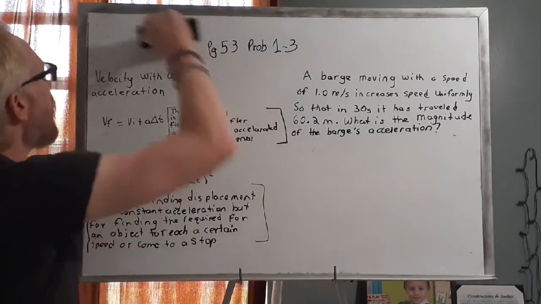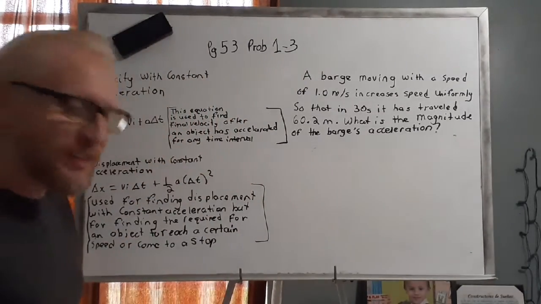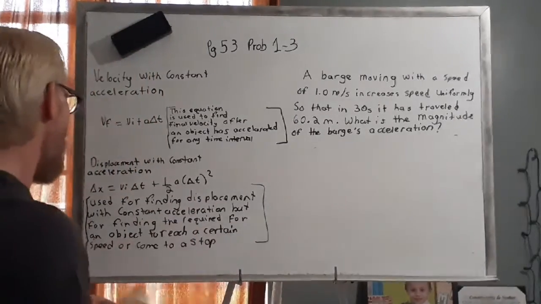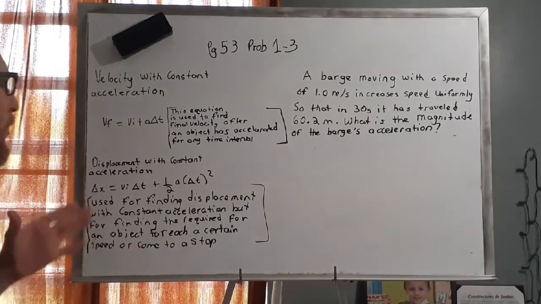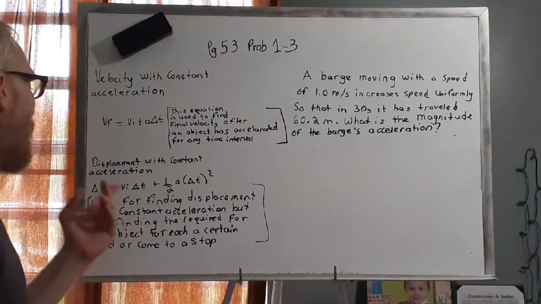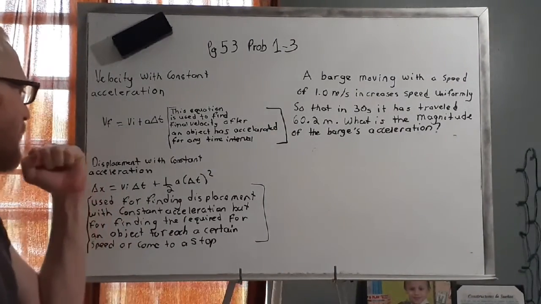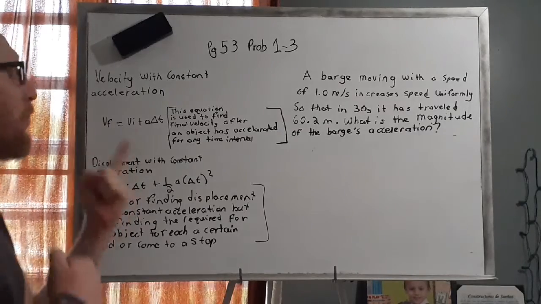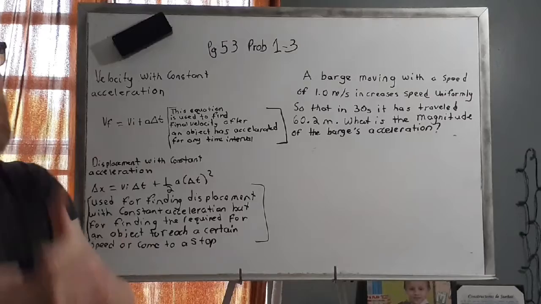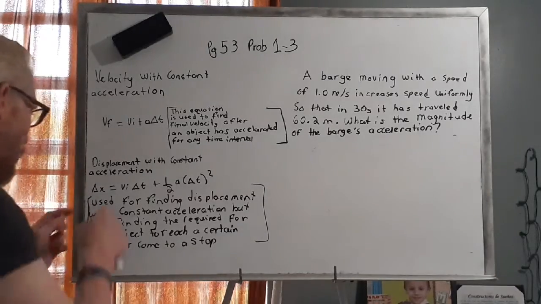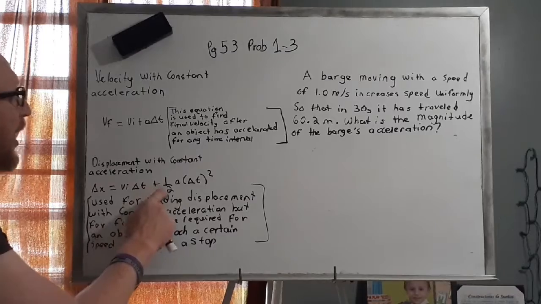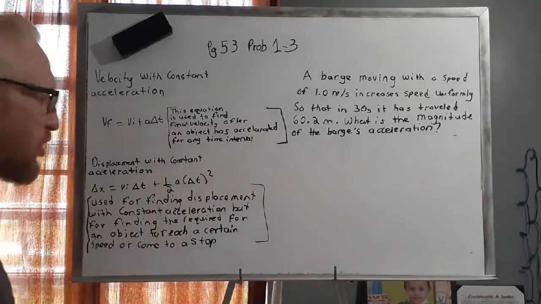Now here, we're going to talk about displacement with constant acceleration, which is kind of what we did yesterday, but this is more specific. And this is what I mean. Displacement with constant acceleration can be defined as the change in x equals the initial velocity multiplied by the change in time, plus 1/2 of the acceleration multiplied by the change in time squared. So change in x equals the initial velocity multiplied by the change in time plus 1/2 of the acceleration multiplied by the change in time squared.